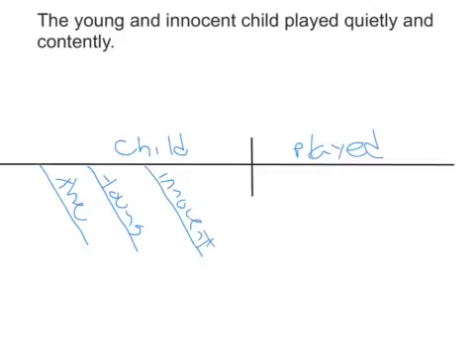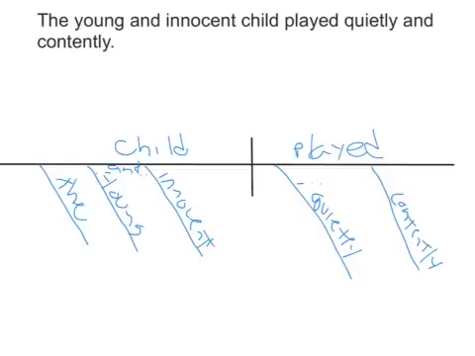And if you think about our notes, we had the conjunction joining this, so we would put "and" on a dotted line. Okay. What did the child do? Played. How did the child play? Quietly. And also played contently. And of course the "and" is connecting them again, so we put that there.